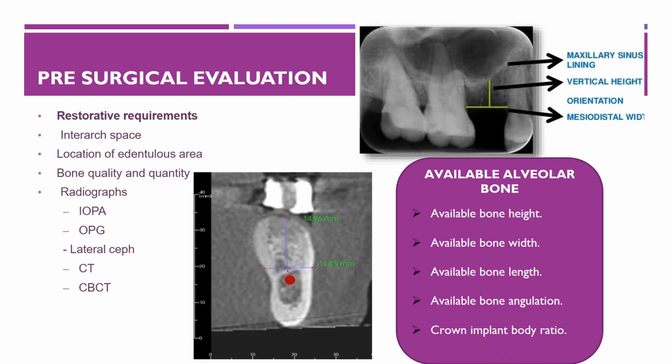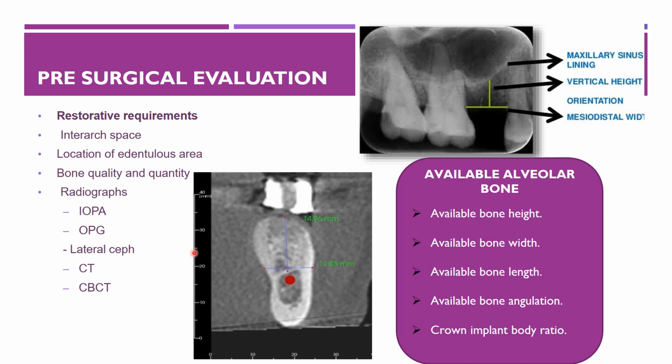So, pre-surgical evaluation. When you are planning for implant placement, you need to go for pre-surgical evaluation in various aspects like restorative requirements. You have to see whether they are meeting the restorative requirements. And interarch space is important. That is, minimum space should be there for the implant placement. There should be 1.5 mm distance from each side, that is, from the adjacent tooth there should be 1.5 mm. If two implants are placed together, there should be 3 mm distance between the two implants.